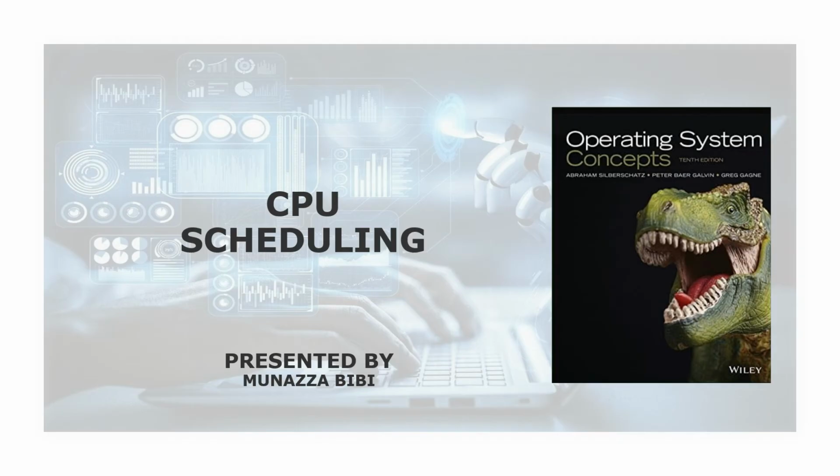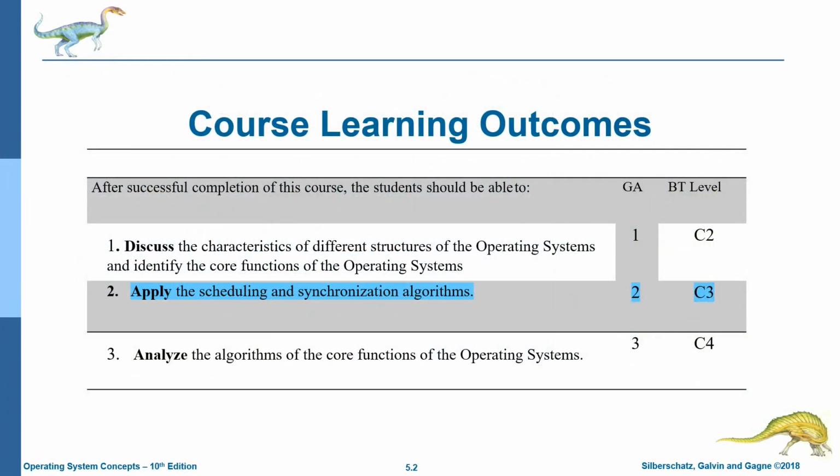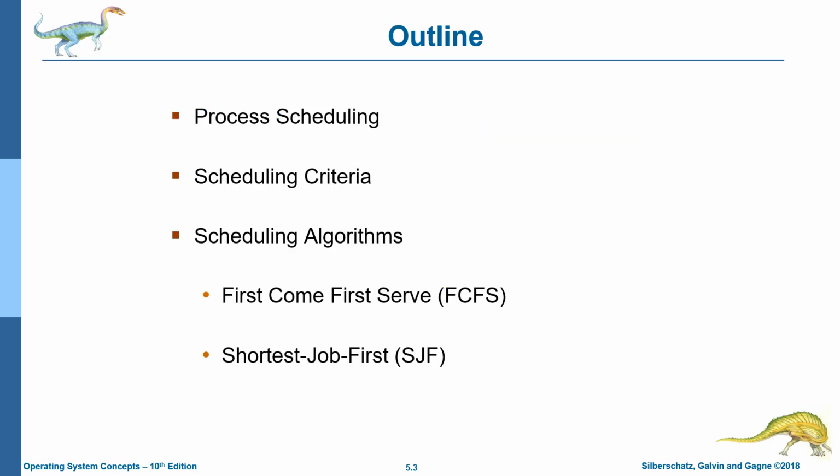Today I am here to present the topic related to scheduling algorithms, or CPU scheduling. The most relevant book related to operating systems is the 10th edition, written by Silberschatz. The course learning outcome of today's lecture is the application of the scheduling algorithm, related to GA2 and BT level C3, cognitive domain C3.